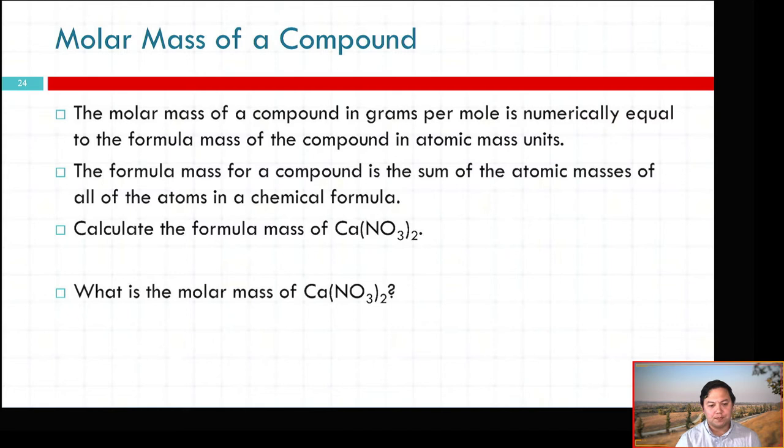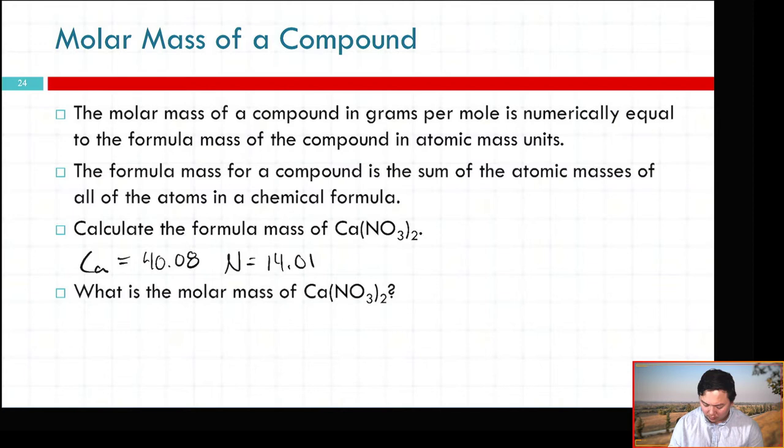So we have, and this is what we were talking about, calcium is equal to 40.08, nitrogen is equal to 14.01, oxygen is equal to 15.99. I believe that's the value. Oh, they give 16.00, so we'll use the periodic table value, 16.00. And now we need to know the number of each of these. So we have one calcium, two nitrogens, because we have two of those units, and then we have six oxygens.